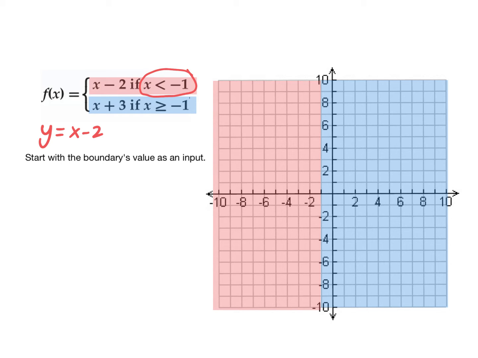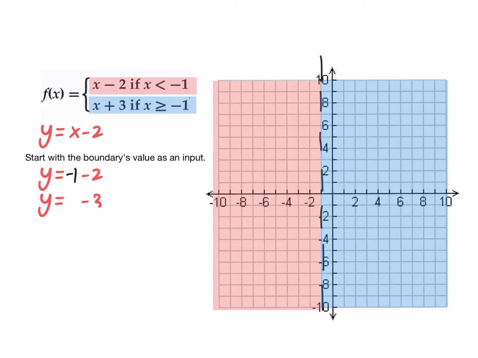So instead of just making a random table like we did with absolute value, we're going to start with x equals -1. And we're going to plug that in. Okay, and this is what we would get. Plug -1 in for x. Y equals what? -3. So is there a point now at -1, -3? Yeah. Yes and no.